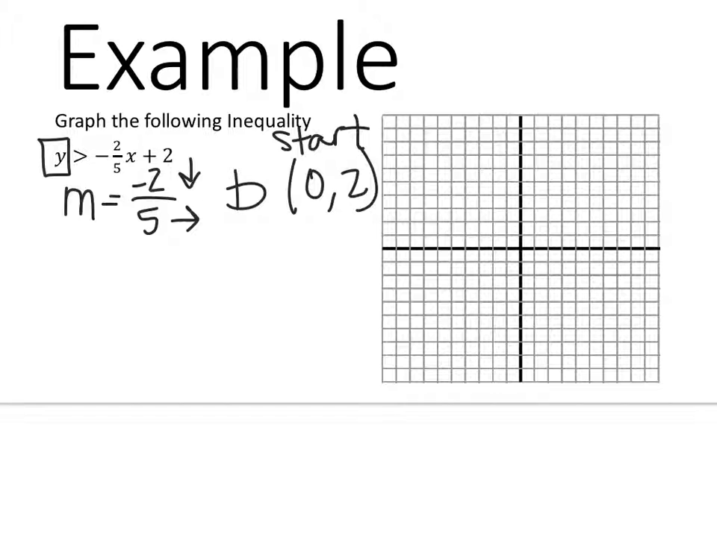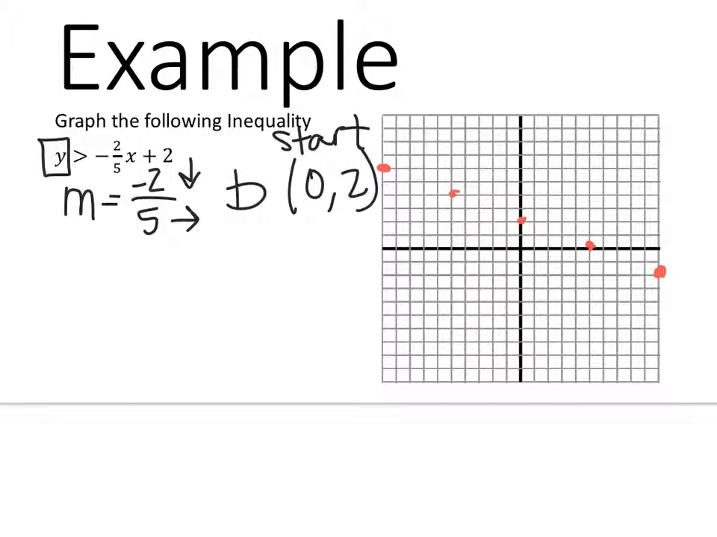So I'm going to start at 0, 2. And then we said down 2 and to the right 5. And down 2 to the right 5. And then working backwards, up 2 to the left 5. And up 2 to the left 5.